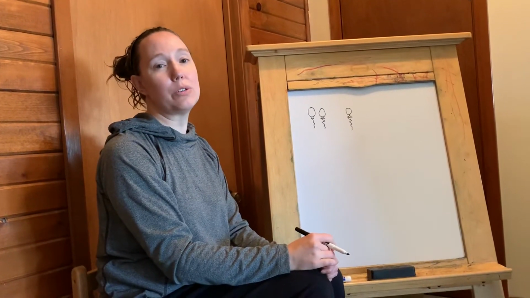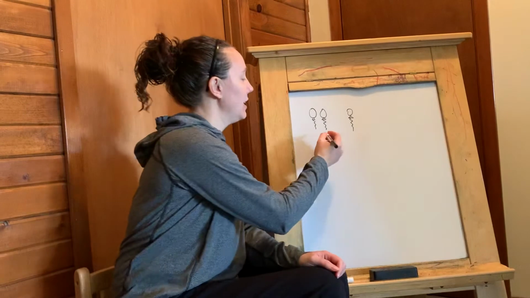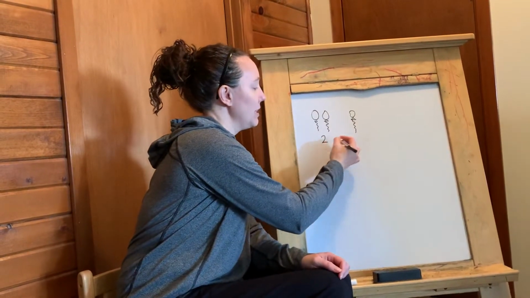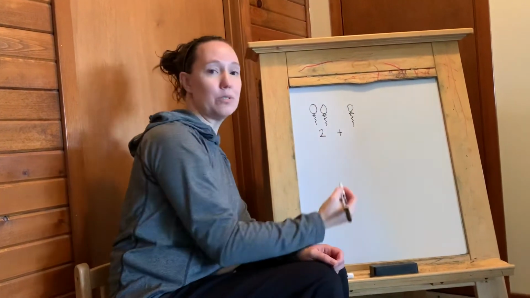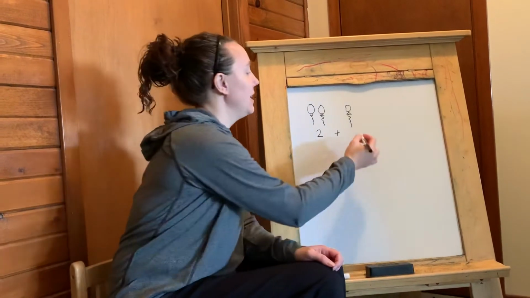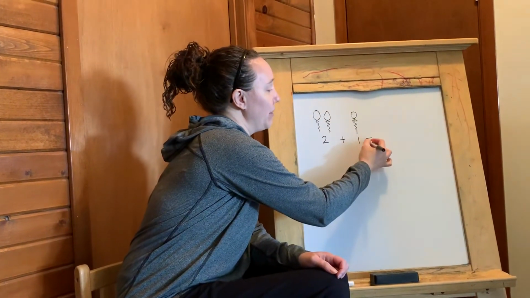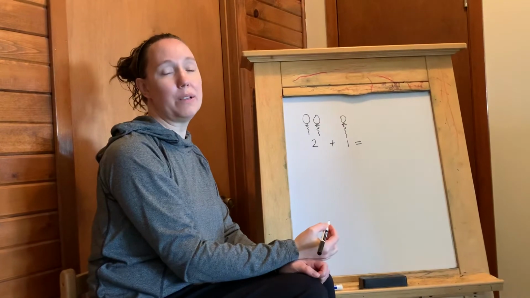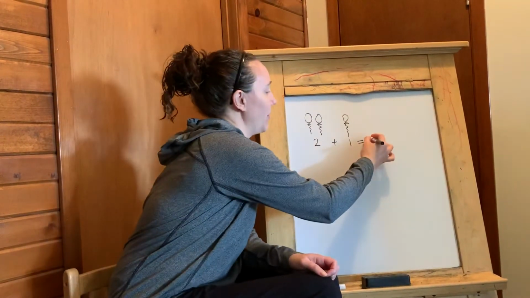But I also want to write an equation for it. So I have 2 balloons. It's an addition problem, so I'm going to write my addition sign, 1 balloon, and then my equal sign. 2 plus 1 equals 3.